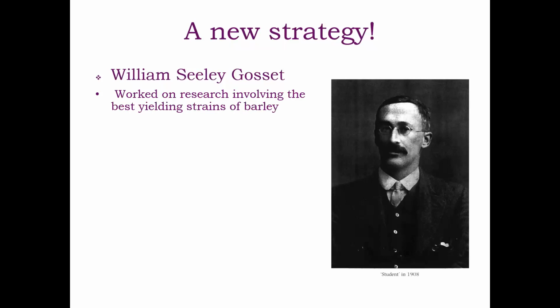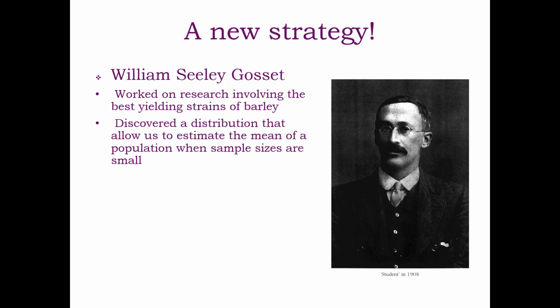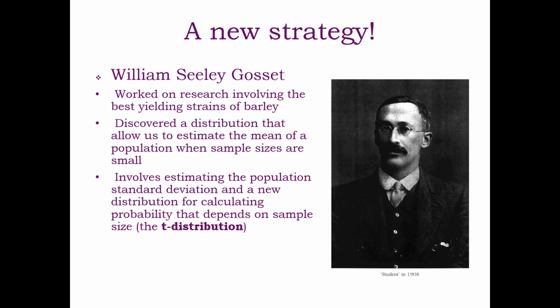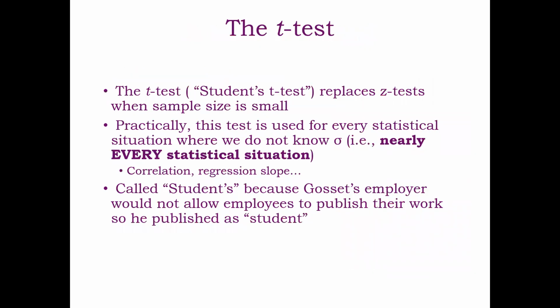This dates back to William Gossett, and like many of the early researchers into agriculture, he wanted to yield the best yielding strains of barley, right? And he discovered or revealed a distribution that allows us to estimate the mean of a population when sample sizes are small, right? This involves estimating the population standard deviation and a t distribution, which is based on sample size. The t-test, which is often called student's t-test, replaces the z-test when sample size is small.